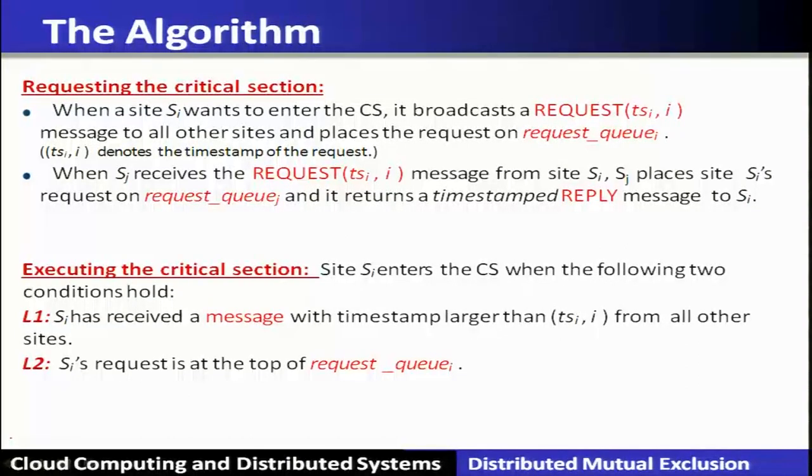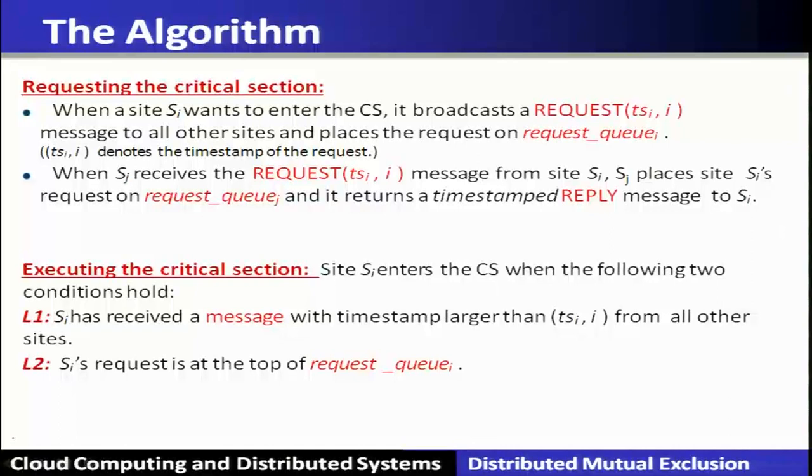The first step is called requesting the critical section. When a site Si wants to enter the critical section, it broadcasts a request message with a timestamp and the ID of the process i. This message is broadcast to all other sites, and it also places this request in its own request queue. When Sj, another process, receives this request from Si, it places it in its request queue and returns a reply with a timestamp to Si.